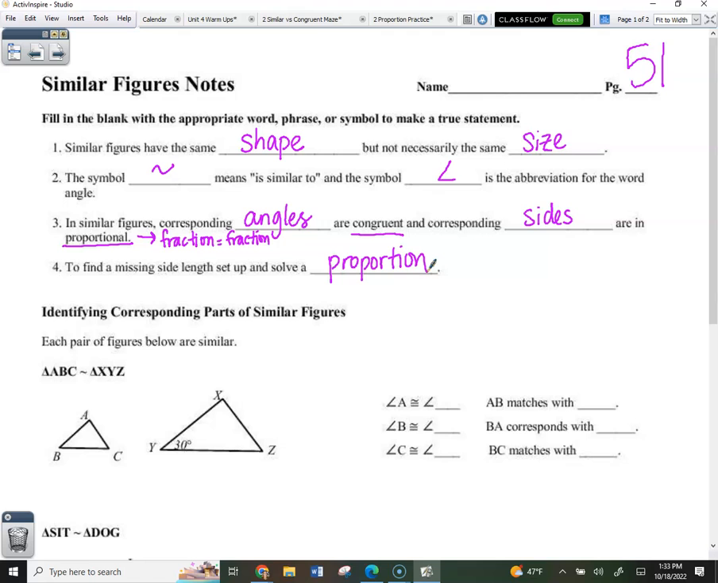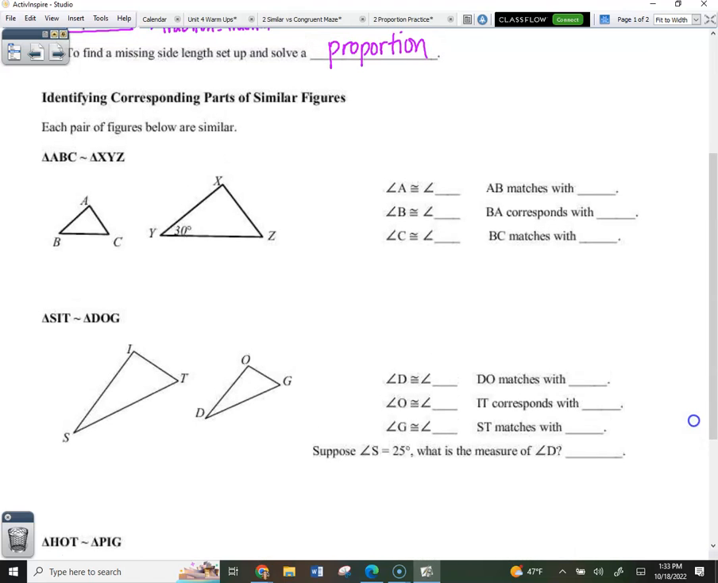All right, so let's look at some examples. Identifying corresponding parts of similar figures. Look at this right here. I want you to box this in. Now draw an arrow to it and write similarity statement. If I give you a similarity statement, it means I'm telling you exactly what is congruent to what angle-wise, and what side is proportional to what side.